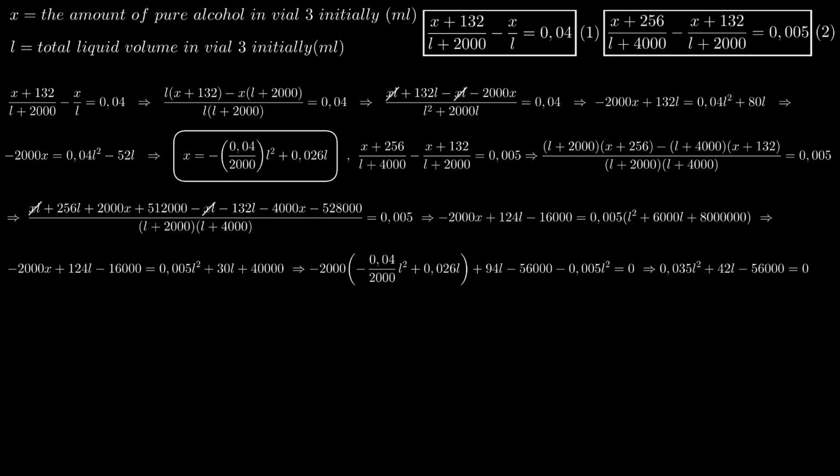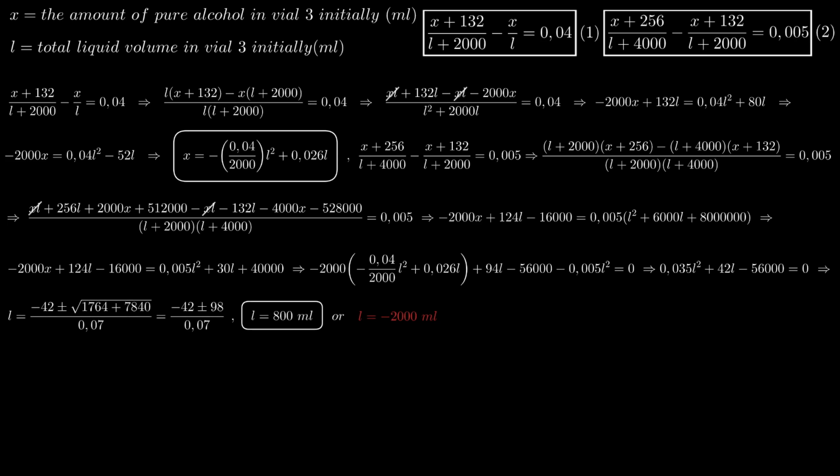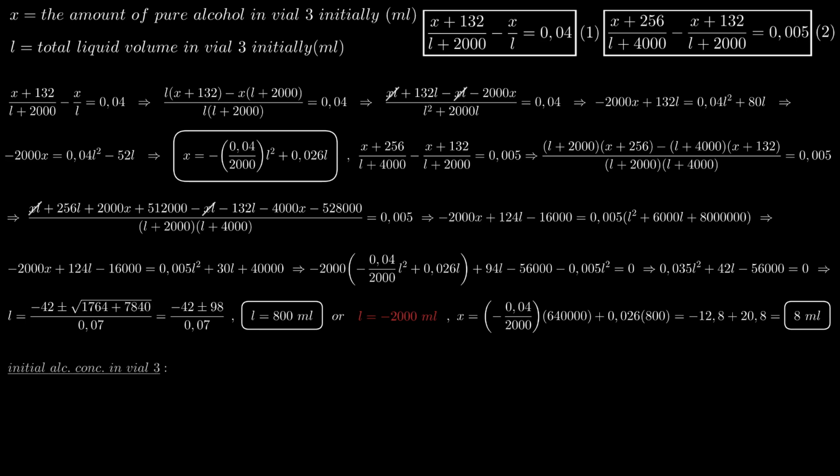And the solutions of this is 800 milliliters and minus 2,000 milliliters. And since we can't have a negative solution for our volume, hence our only solution is L equals 800 milliliters. And we plug in this value in our first equation, and we get X equals minus 0.04 over 2,000 times 800 squared plus 0.026 times 800. And we end up with 8 milliliters as the amount of pure alcohol in vial 3 initially. So the initial concentration of alcohol in vial 3 was 100 times 8 over 800, which is 1%.